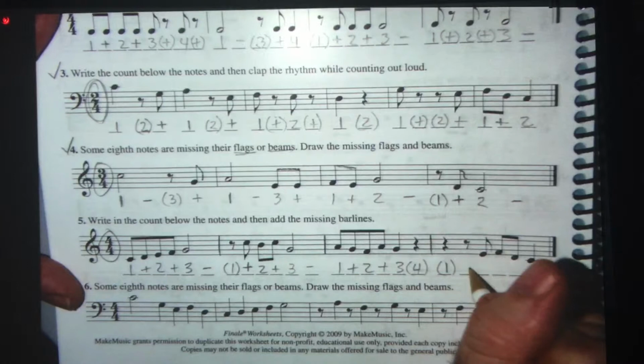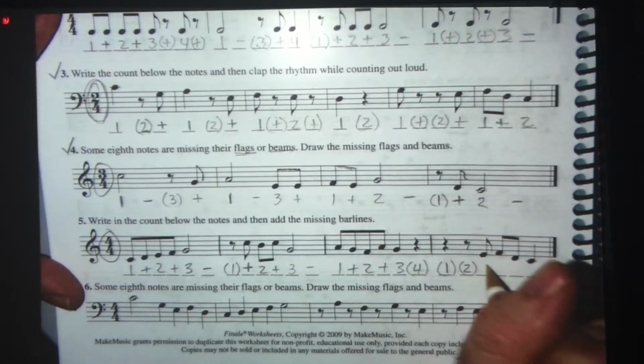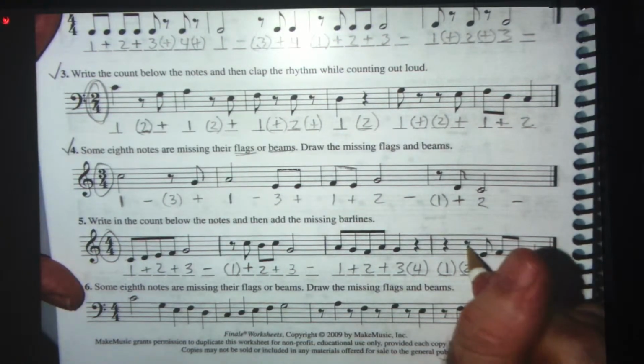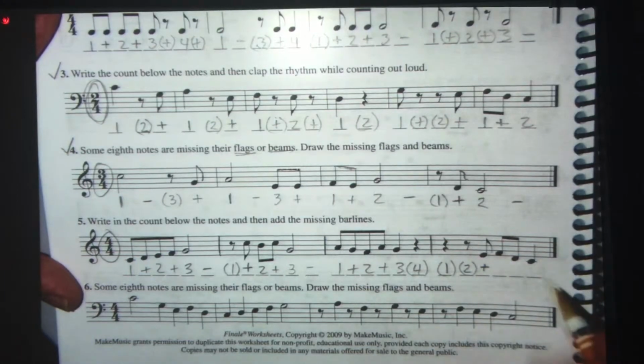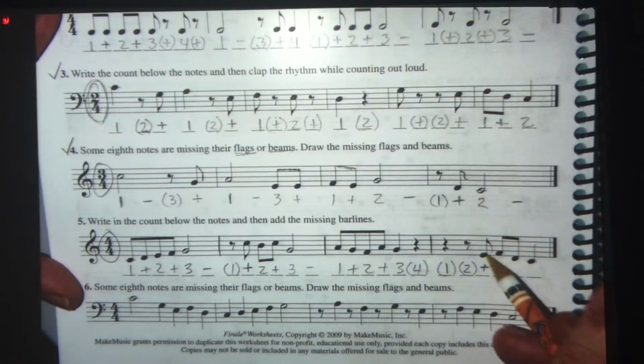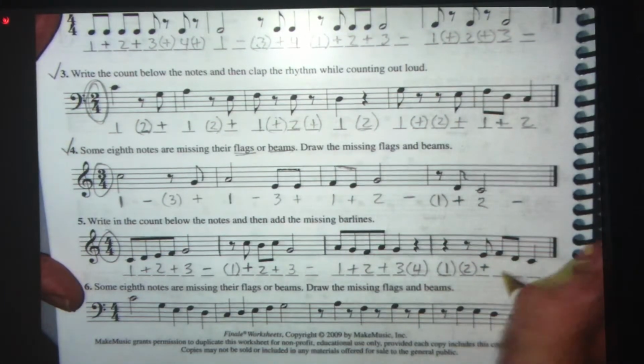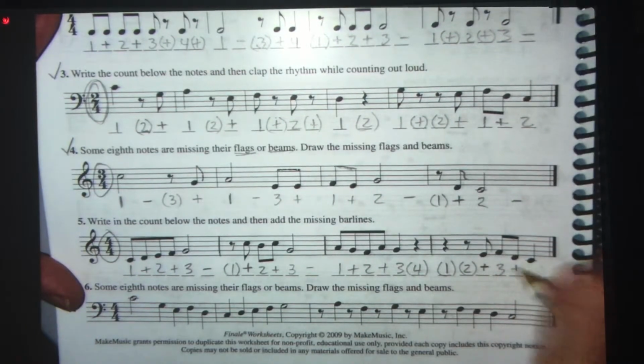1, 2. Now this would then be and because that's only an eighth rest. It gets half of a beat. So sharing the beat with it is going to be the single eighth note flag. This then would be 3 plus 4.